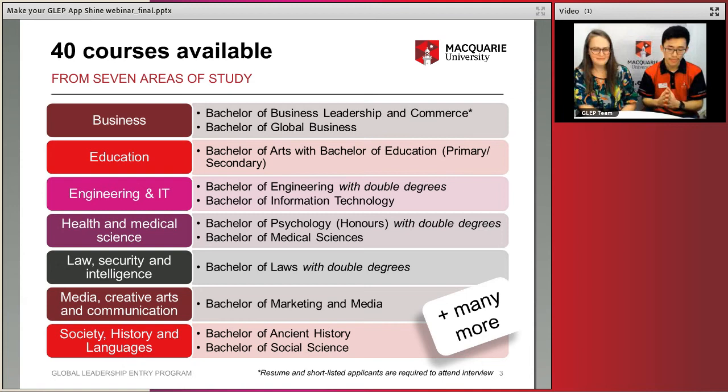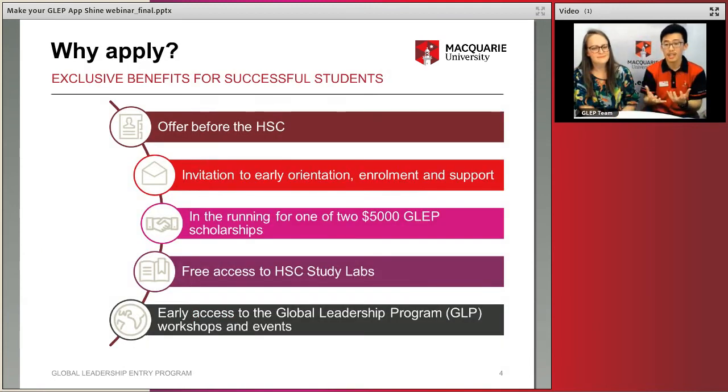So now, having covered that, some of the benefits of applying for the Global Leadership Entry Program is that it is an early offer. What this is really good for is that you have peace of mind before you've sat your exams. What's more, you'll get an invitation to an early orientation, which includes enrolment and peer networks to really help you with your transition to university. Those who are successful in receiving a Global Leadership Entry offer will be in the running for one of two scholarships, and there's no need to apply for these either. So that's a really good benefit.